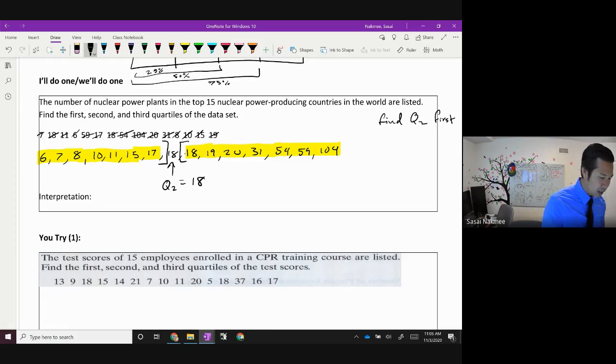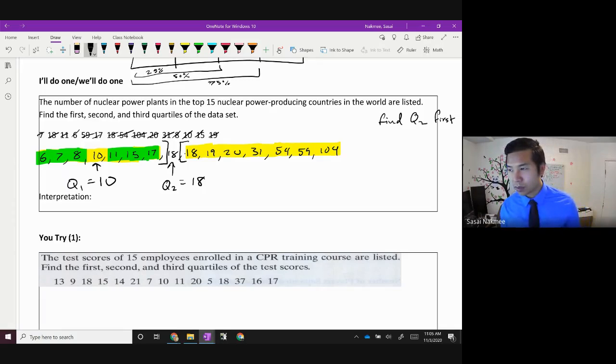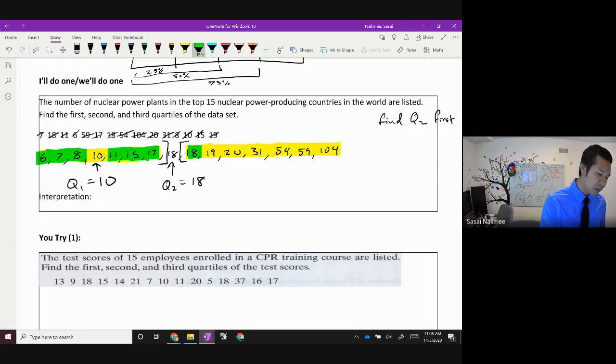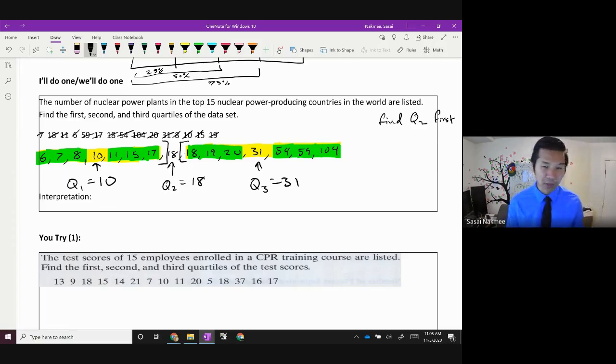Okay, so I'm going to come over here and do the same thing. I go 1 below, 1 above, and I just keep doing that until I work my way down all the way to the middle. The middle number I have here in this case is 10. That tells me Q1 is equal to 10. Okay? Do the same thing on the upper side. 1 below, 1 above. 1 below, 1 above. 1 below, 1 above. So 3 below, 3 above. The middle number I have over here is 31, and that's what my Q3 is equal to. My Q3 is equal to 31. Okay?